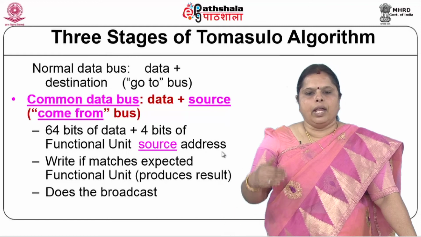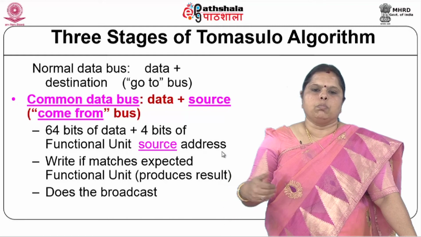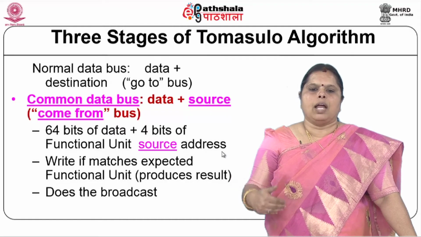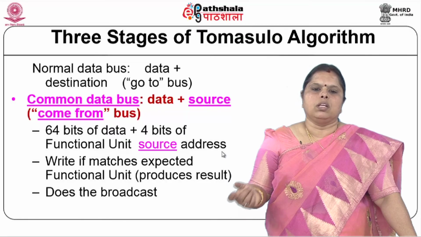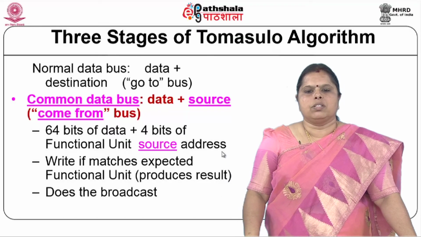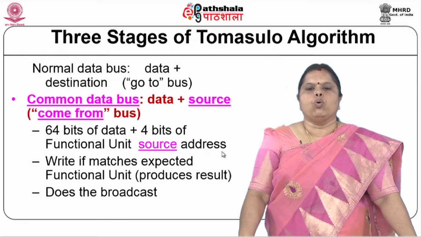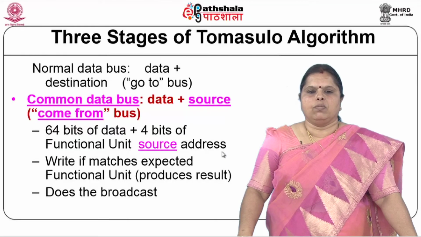And if any of the reservation station entries matches this source address that is put out on the CDB, then the data that is put out on the CDB will be grabbed by these reservation station entries. This will also go to the floating point register which is waiting for this data.